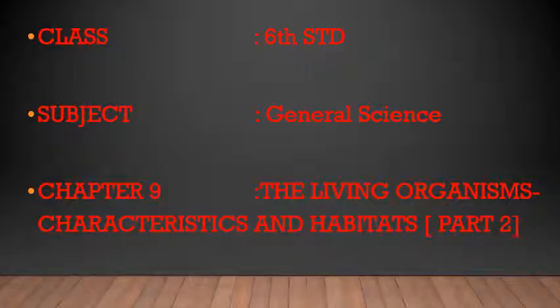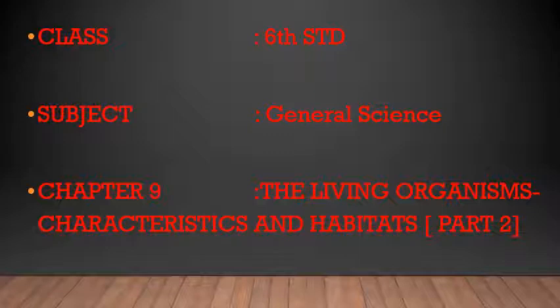The following video is for class 6, subject general science, chapter 9, the living organisms, characteristics and their habitat, part 2. Now in part 1 of this lesson we learned what are the habitats that different organisms live in, that is the terrestrial habitats and the aquatic habitats. Then we learned how different the body of the animals must be to adapt to the different conditions of their habitat. Habitat means it is the place where the animals live. Then we saw some activities to understand that much better. And what is adaptation? Adaptation means the changes that an organism undergoes to fit better in the environment.